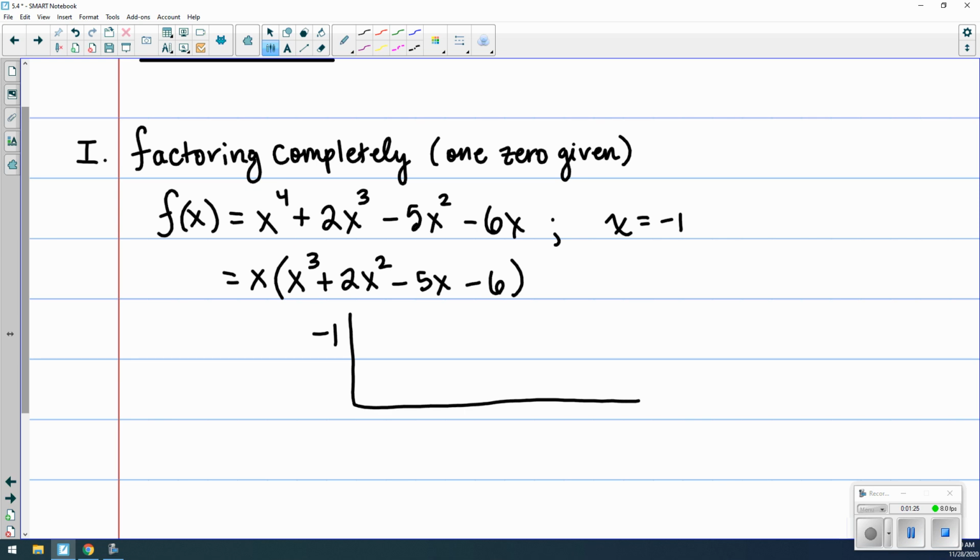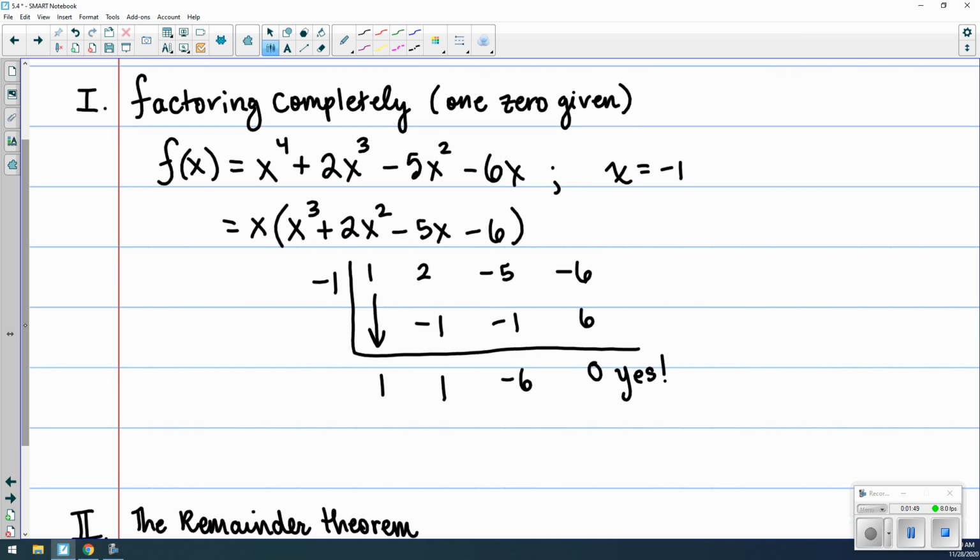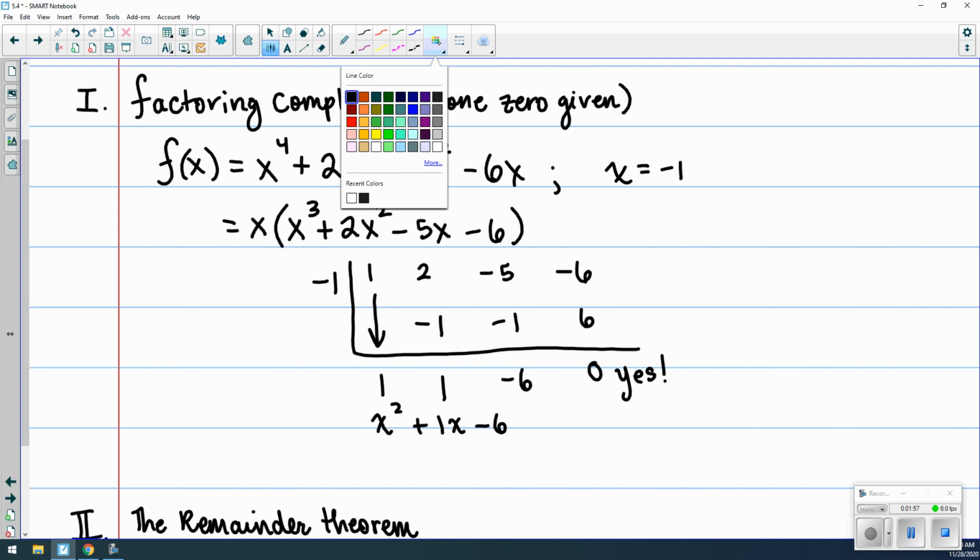So -1, and then my coefficients are 1, 2, -5, -6. Drop it like it's hot. Multiply, add, multiply, add, multiply, and then yes, woohoo! We always want to have a 0 there, because if we have a 0, we know that we have what's called a depressed polynomial. So x squared plus 1x minus 6. Remember, it's depressed because it's 1 degree smaller than what we started with. So x to the third becomes x squared.